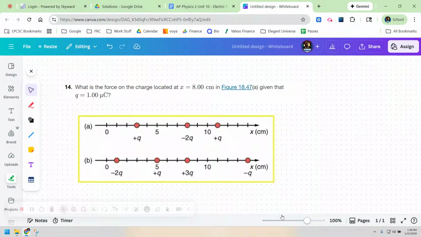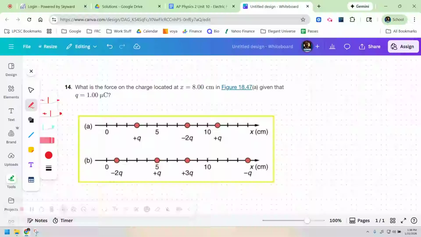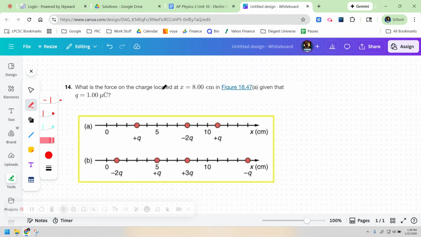All right, so remember, well, let me read this and then we'll go from there. So it says, what is the force on a charge located at x equals 8 centimeters, given that Q represents 1 microcoulomb, right? So this is 5, 6, 7, 8. So there's a charge here, right? And then they give us two scenarios.